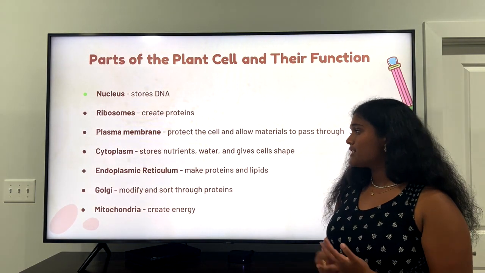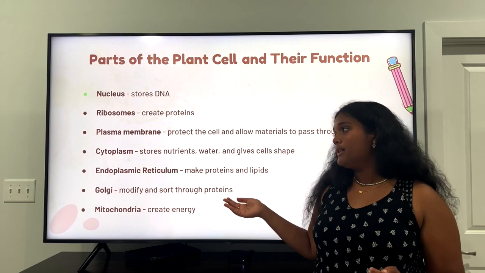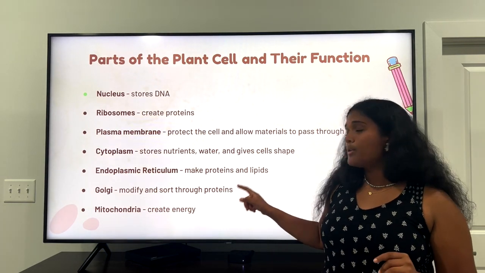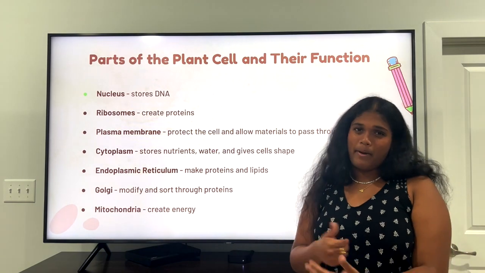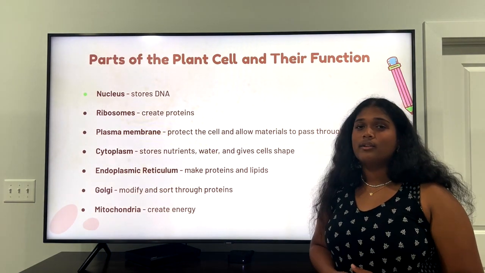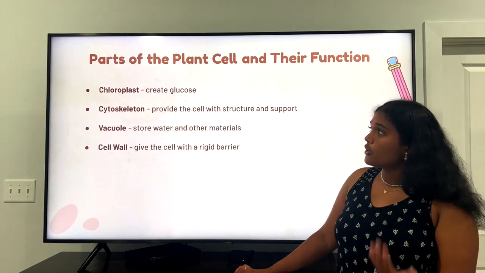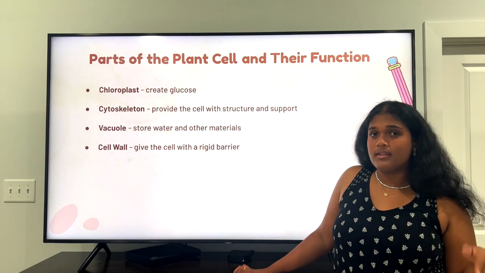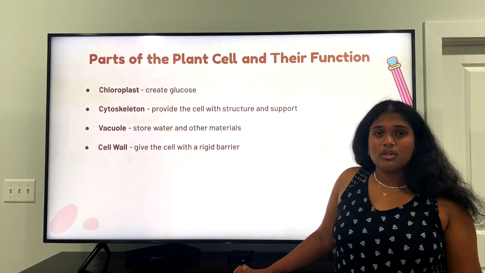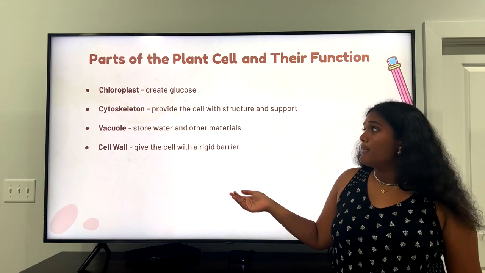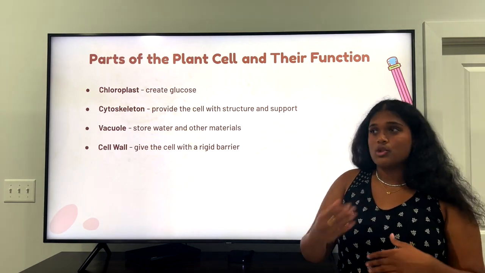The endoplasmic reticulum makes proteins and lipids, and the Golgi apparatus modifies and sorts through the proteins and basically packages them. And the mitochondria is the powerhouse of the cell as it creates energy. The chloroplast creates glucose and is also the site for photosynthesis, which is the conversion of light energy into glucose. And the cytoskeleton, as I mentioned before, provides the cell with its structure.